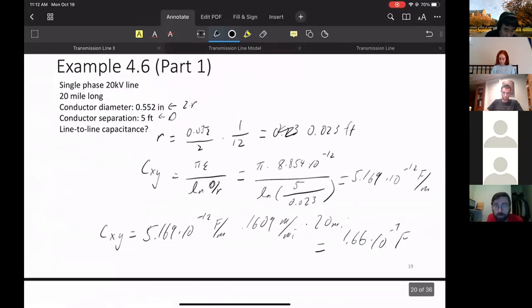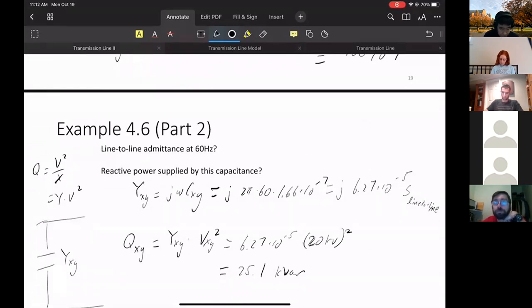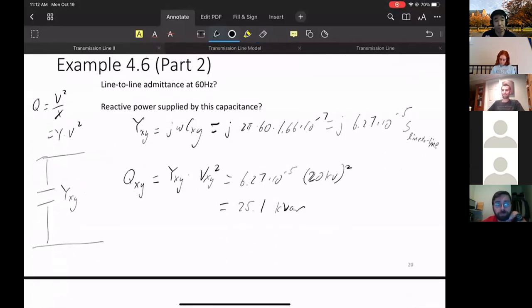Remember, we said this is a 20 kV line, and the voltage of the line is always given by the line-to-line value. So that's V_XY. So this is 2.27 times 10 to the minus 5 times 20 kV squared. Plugging the numbers, we get 25.1 kilovar. That's the amount of power consumed by the line.